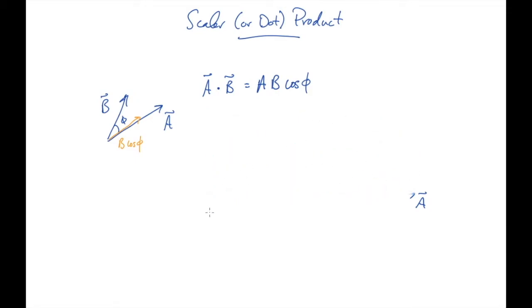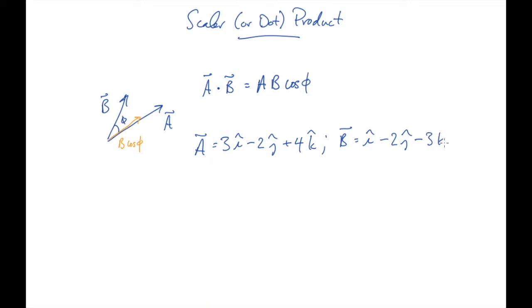Suppose, instead of knowing the lengths of these two vectors and the angle between them, suppose someone instead told us that, for instance, the vector A was 3i hat minus 2j hat plus 4k hat, and the vector B was i hat minus 2j hat minus 3k hat. And they asked us to calculate the dot product.